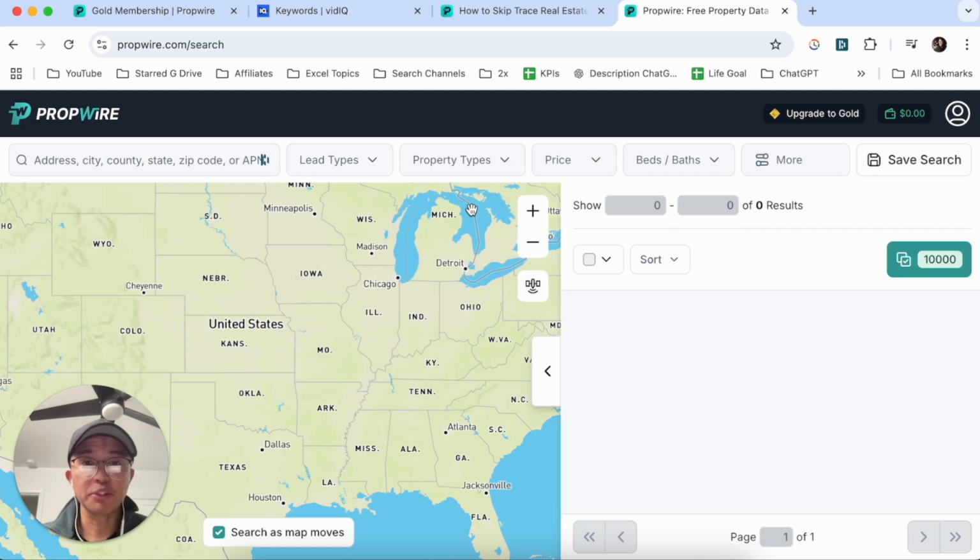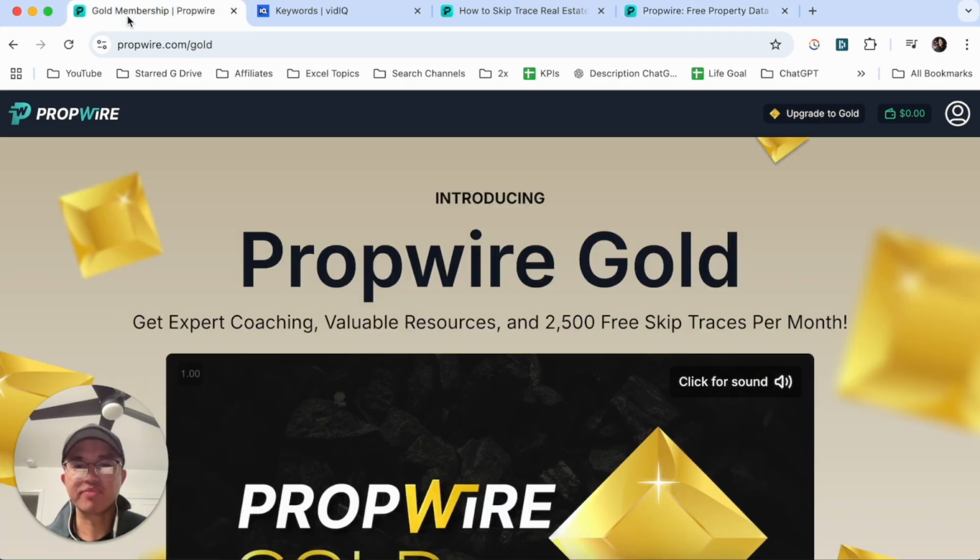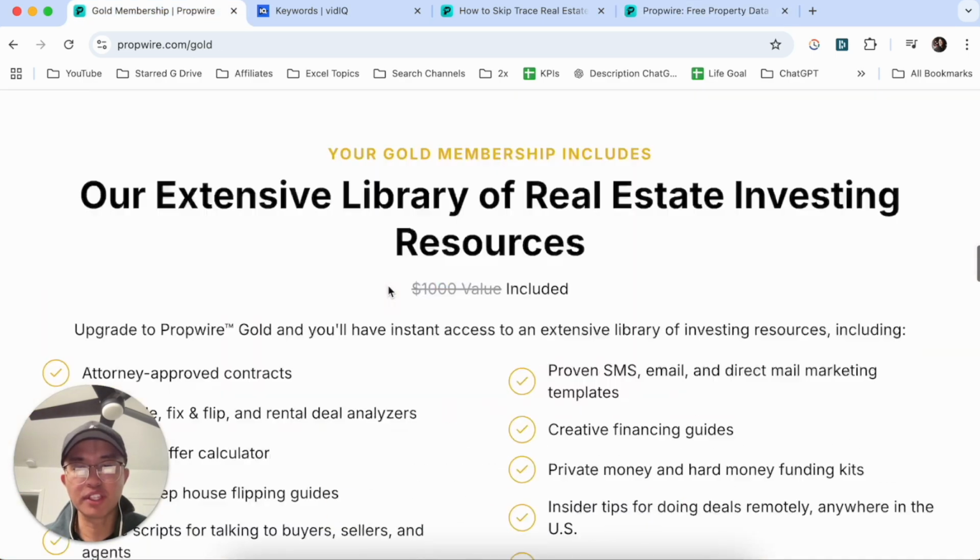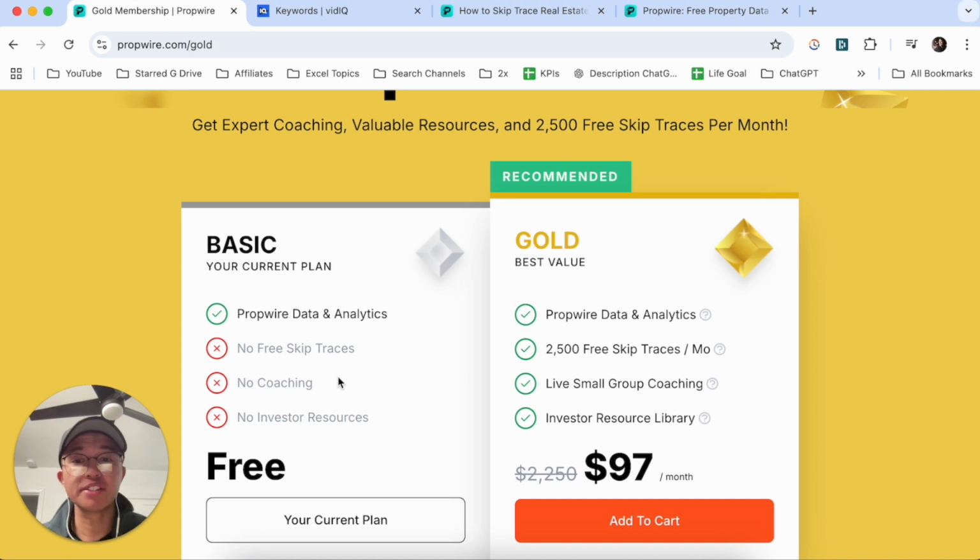So this video is going to be particularly useful for individuals. Let's say that you just came across Propwire. What exactly is a skip trace? Meaning, even in their gold membership, they offer this feature here. You get no free skip traces on the basic plan, but on the gold plan, you get 2,500 free skip traces. So what exactly is a skip trace?